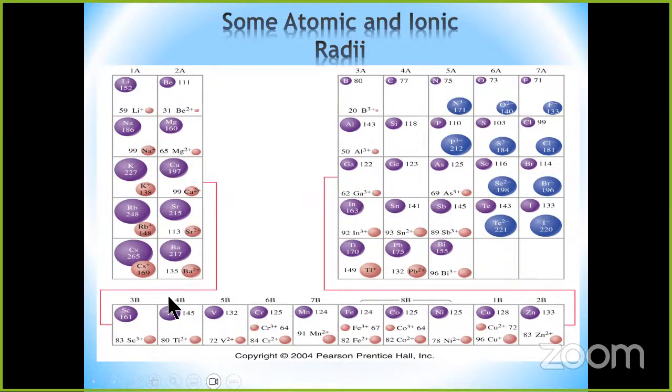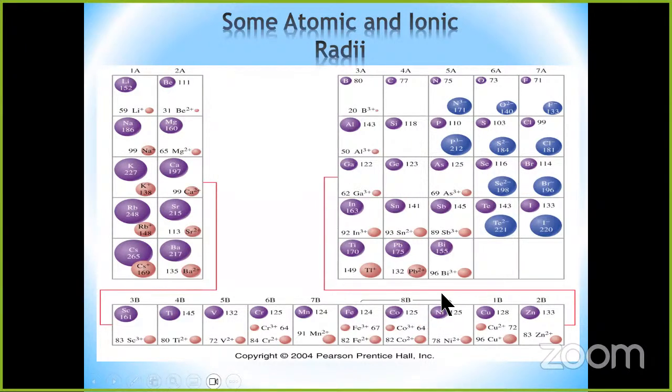So remember the first thing I said was that going down any group, the atomic size increases. And we can see that here. If you look at lithium, its size is 152, and then sodium is 186, and then you have 227 for potassium, and it goes down and increases until you get to cesium, which is 265. And you see that in every group, right? The atomic size increases as you go down any group.